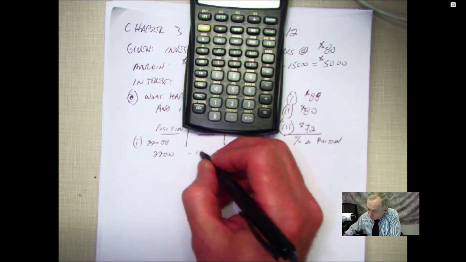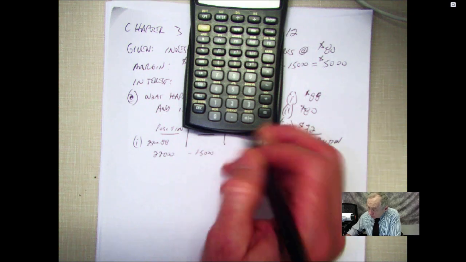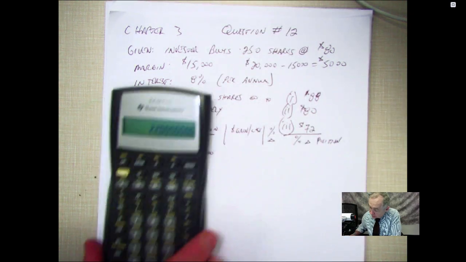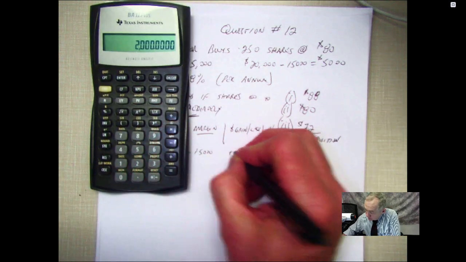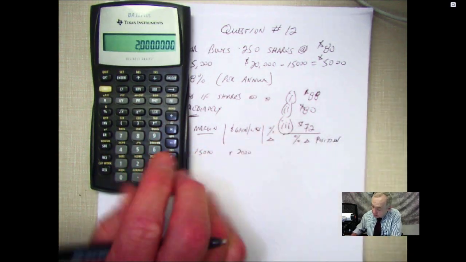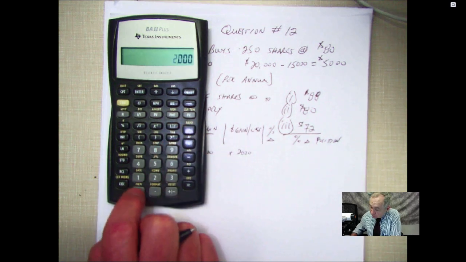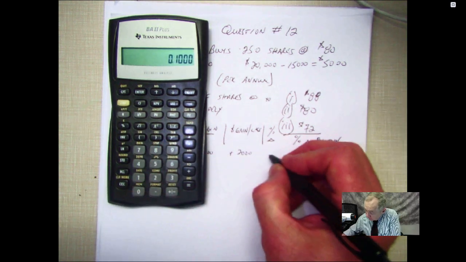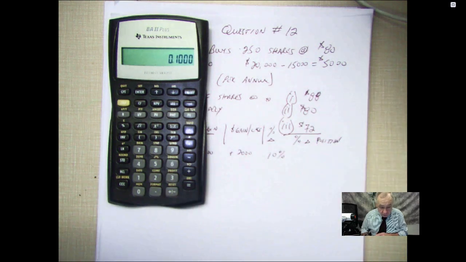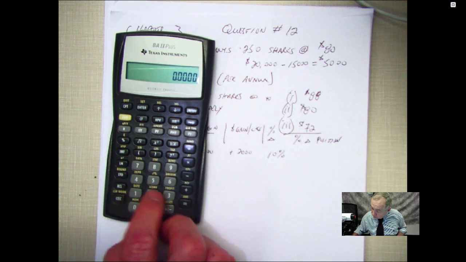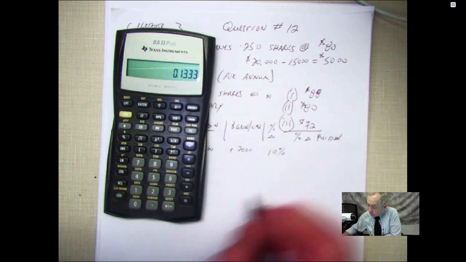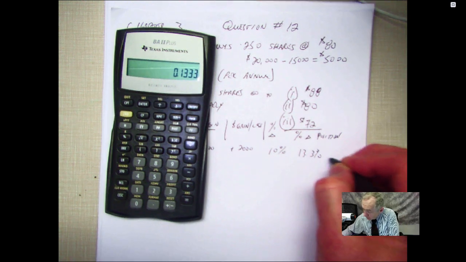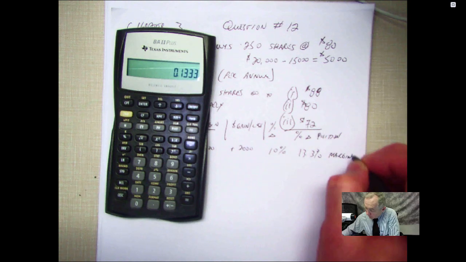Margin, or sorry, the deposit amount is still 15,000, and the gain on the entire portfolio is 22,000 minus the starting position of 20,000, so up 2,000, divided by our starting position of 20,000. We have a 10% gain on the portfolio. 2,000 divided by 15,000 is 13.3% gain on the investor's margin.